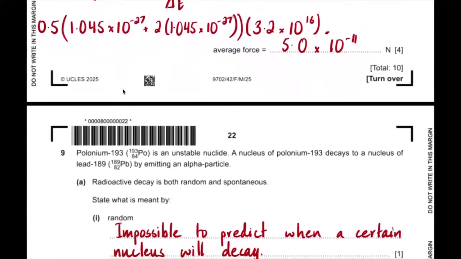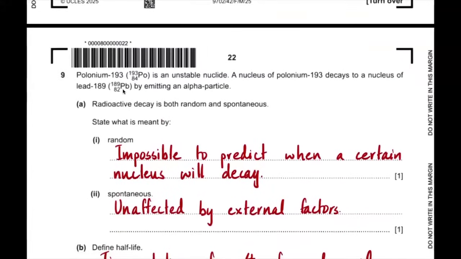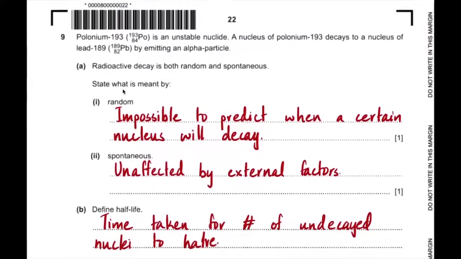9. So polonium is an unstable nucleus. It decays to a nucleus of this much by emitting an alpha particle. Radioactive decay is both random and spontaneous. State what is meant by these. Again, very textbook. Random: it is impossible to predict when a certain nucleus will decay, or you can say which nucleus will decay. And spontaneous means it's unaffected by external factors.